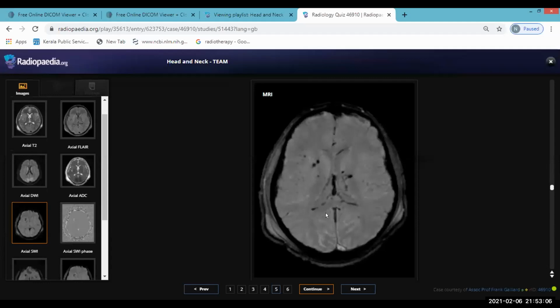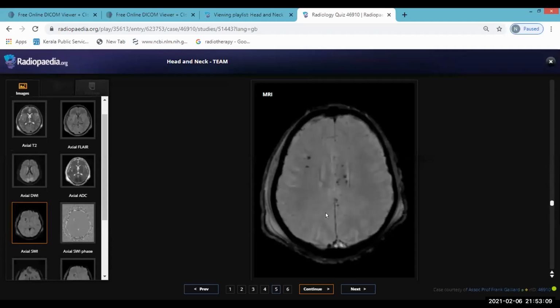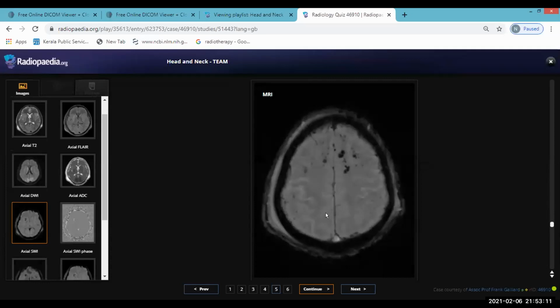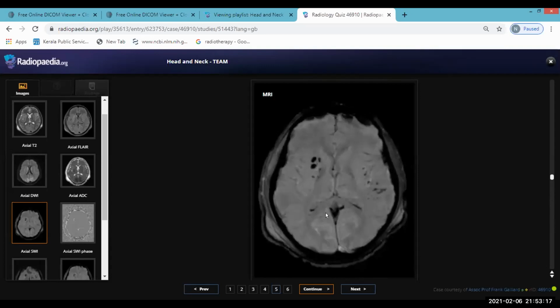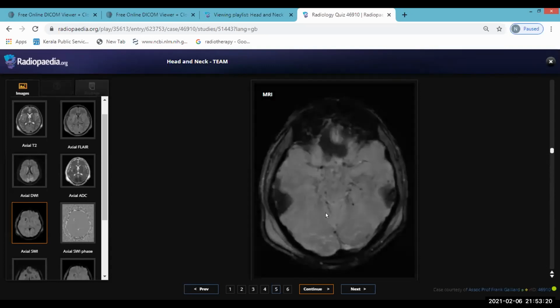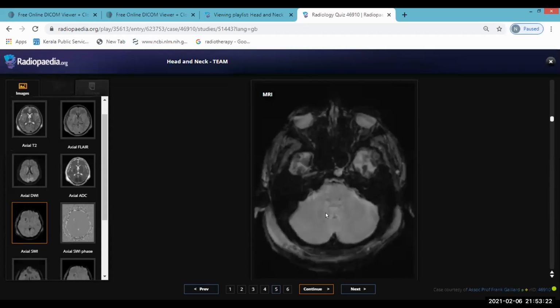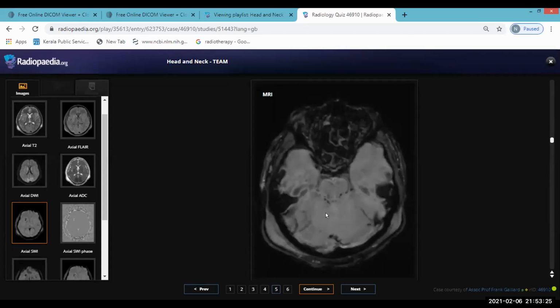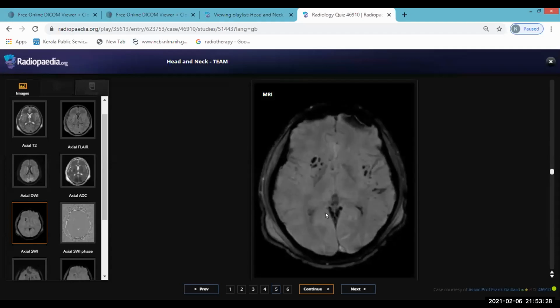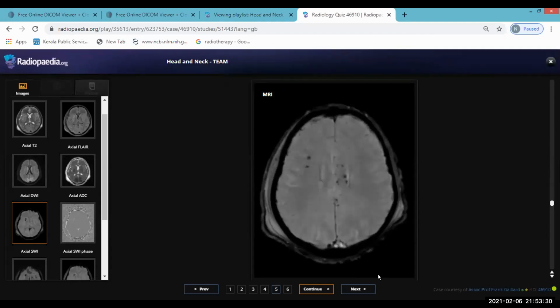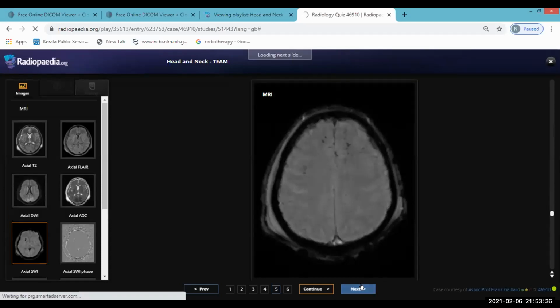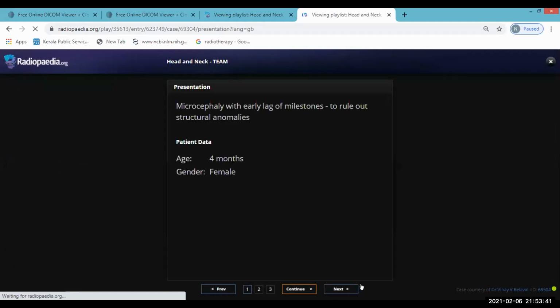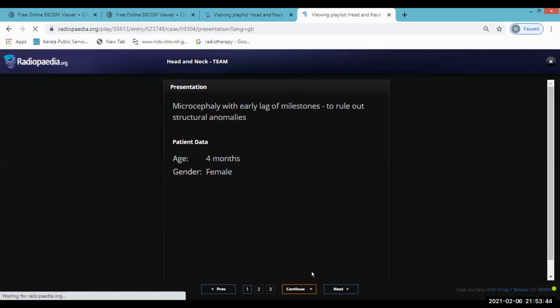Multiple foci of blooming are seen along the right basal ganglia and bilateral cerebral hemispheres, predominantly in the bilateral frontal region. So this is diffuse axonal injury with subarachnoid hemorrhage along the tentorium and along the falx. So I'll convey my findings to the referring clinician and refer the patient to the neurosurgical team.